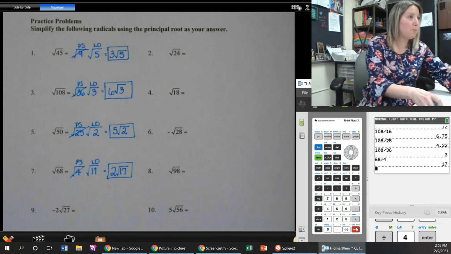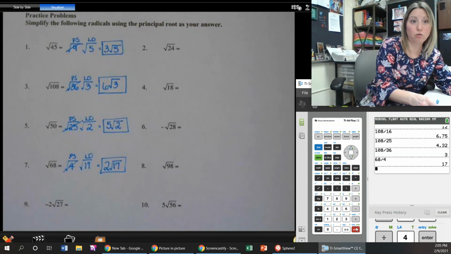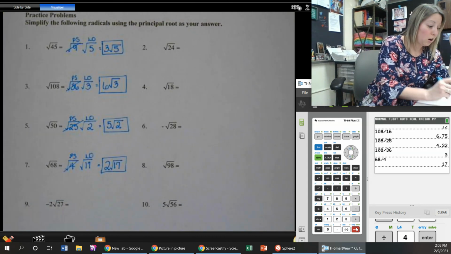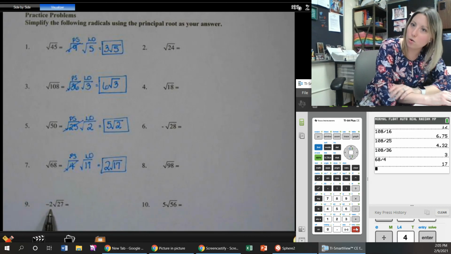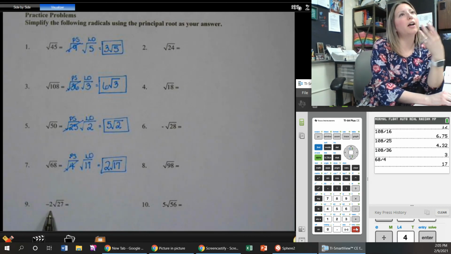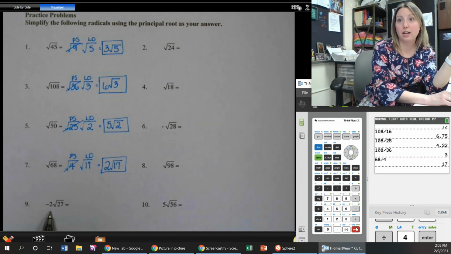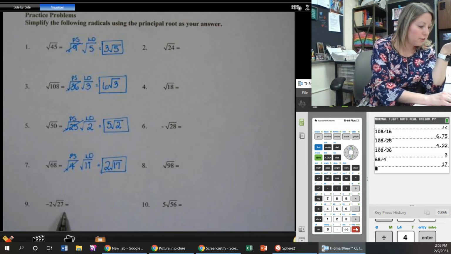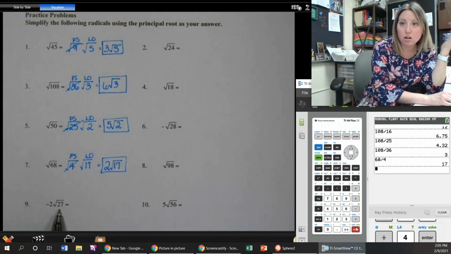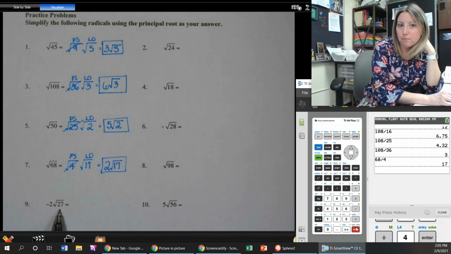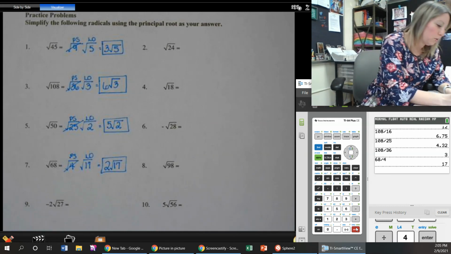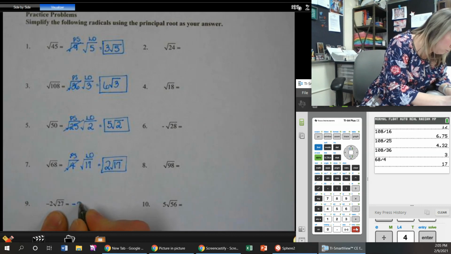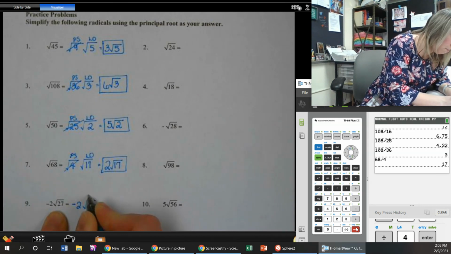The last one I'm going to try before we pause it and let you try the evens is a radical that already has a coefficient. So it's like someone tried to start simplifying it and didn't finish, because this radical 27 still has a perfect square factor. So what you do this time is you just bring that coefficient with you. So negative 2 just comes in front of my perfect square and leftover radicals.